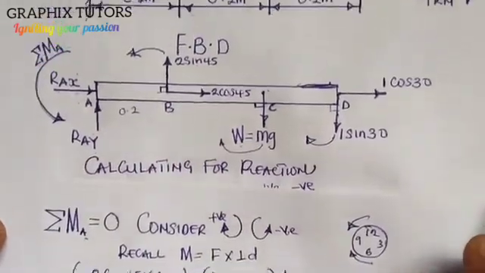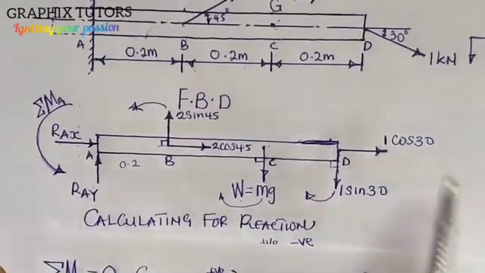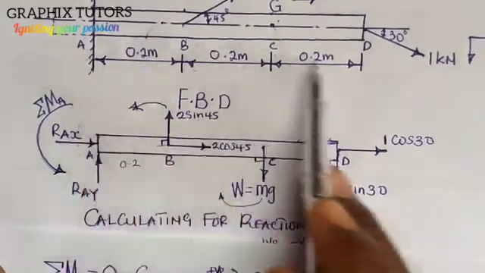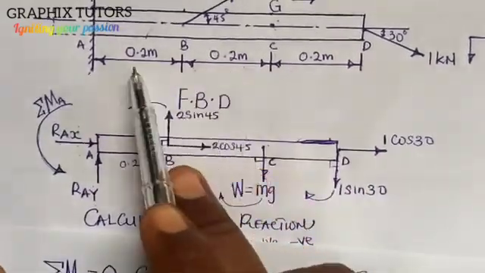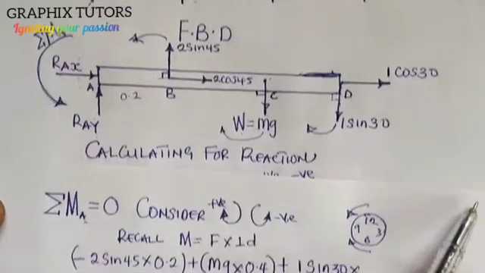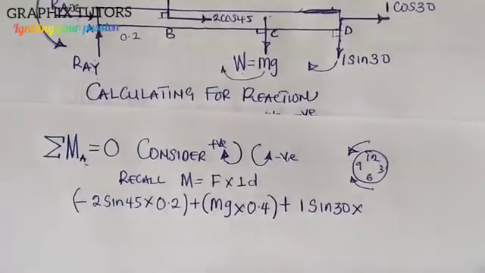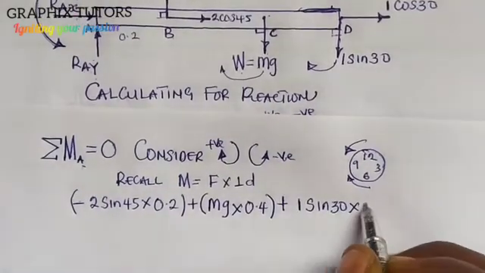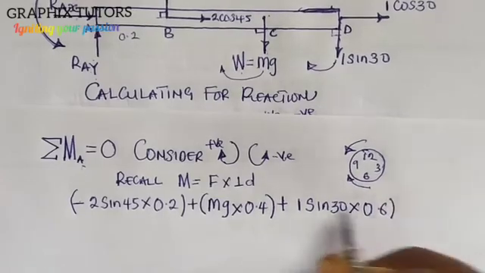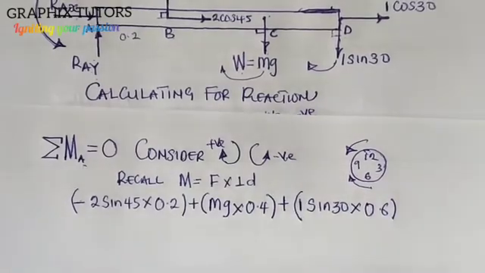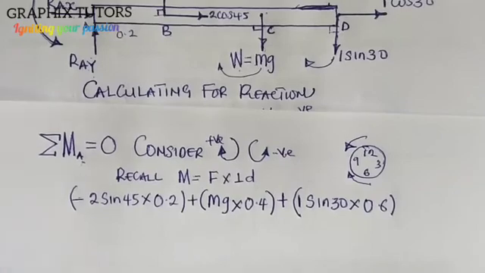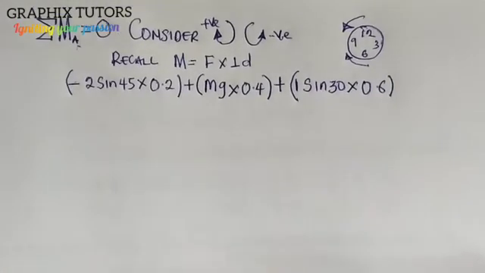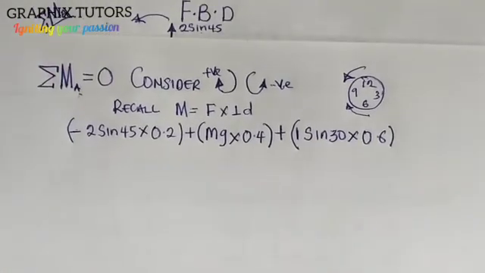The distance from D to A, you can see that from D to A is 0.2 plus 0.2 plus 0.2, that is 0.6. So I'll be having 0.6 times 0.6. So that's what we have in our bracket here. So we can search forward and see how we can continue with this question. Let's see how that goes.